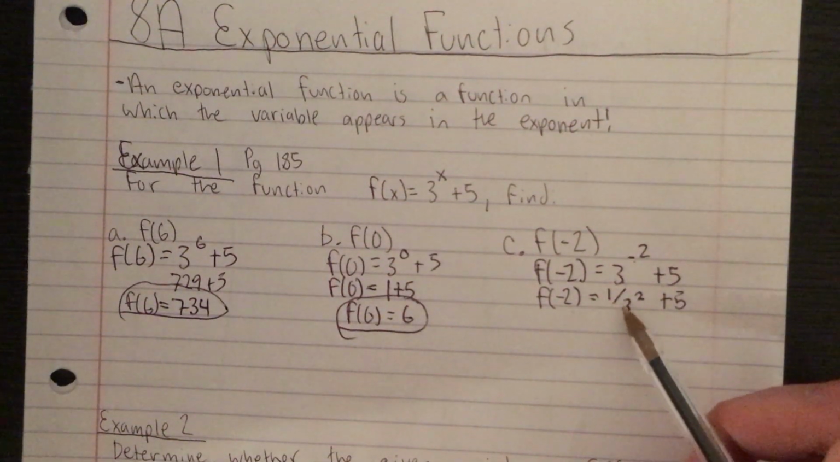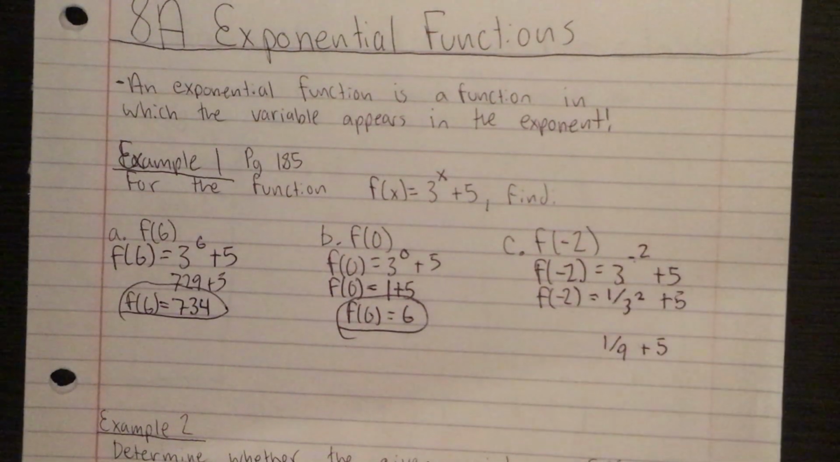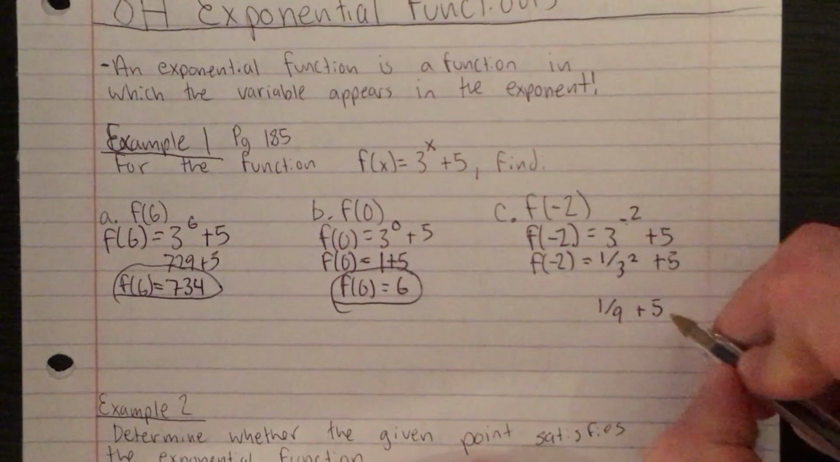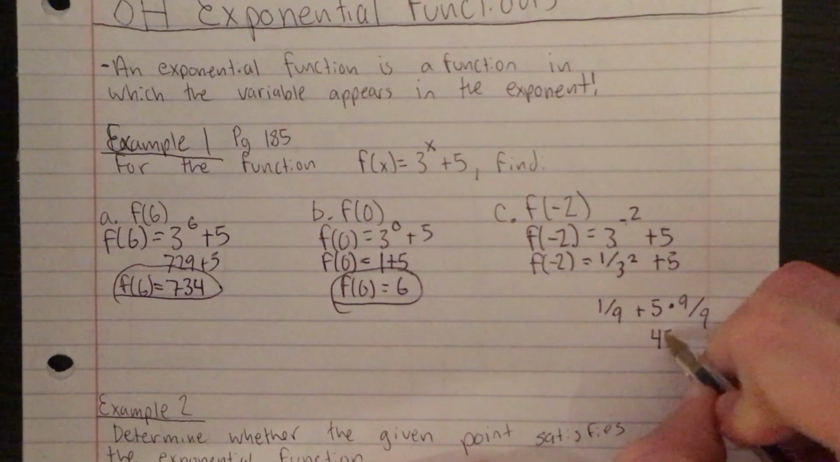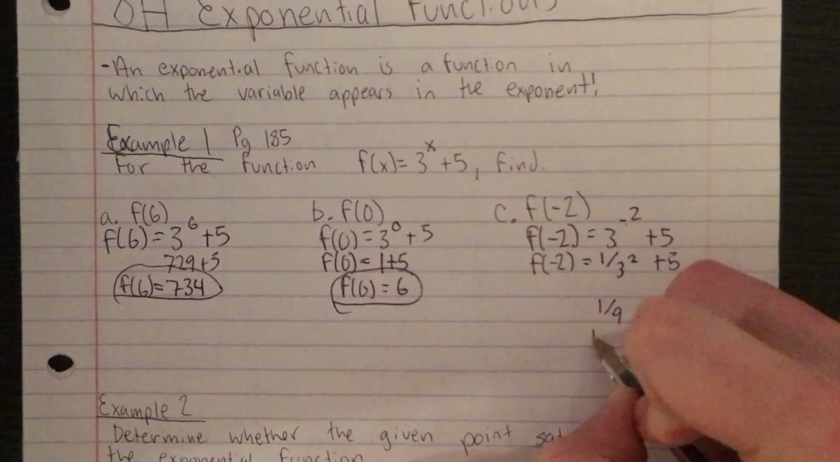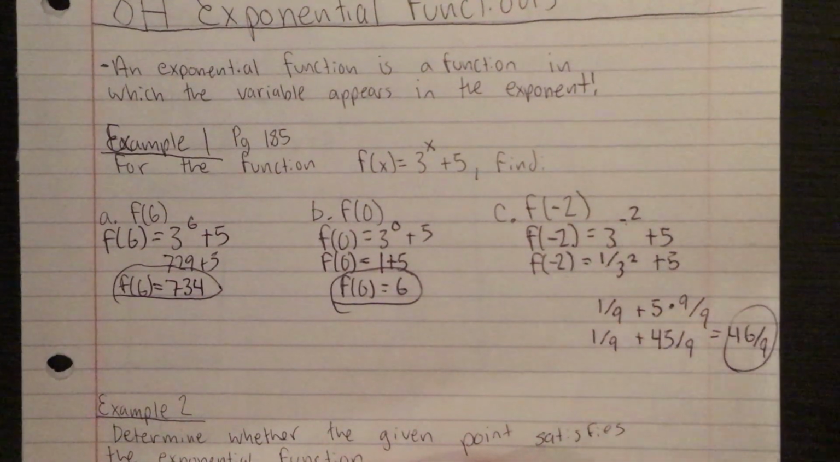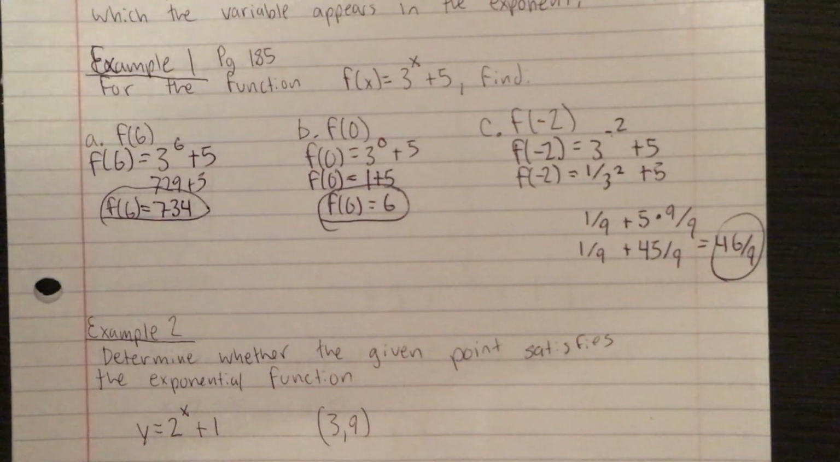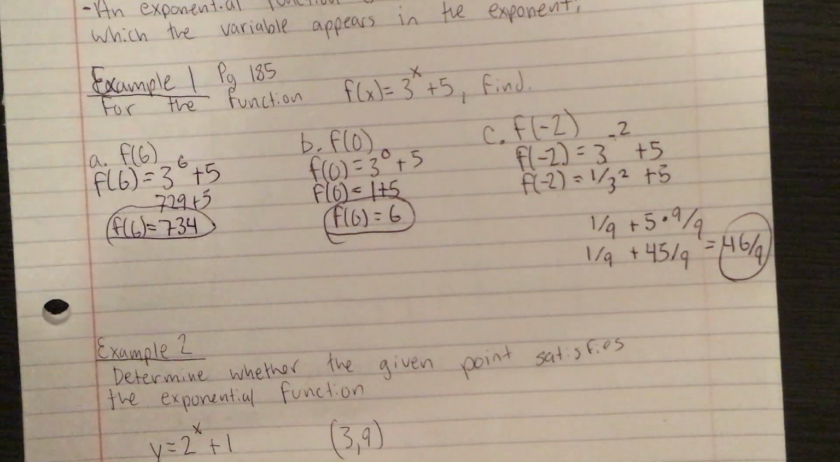So we've got 1 over 3 squared. That's going to be 1 over 9 plus 5. Let's see. If I want to add these fractions, 9 over 9, that's going to be 45 ninths plus 1 ninth. That's going to be 46 ninths right there in good old fraction form. So hopefully that reviewed some exponent properties a little bit. Hopefully that refreshed you on the mechanics of a function. I know we haven't looked at one in a while.